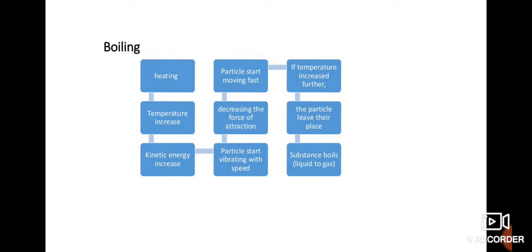Now, just like we have given you the flowchart for melting, this is the flowchart for boiling. When you are heating a substance, temperature will increase, kinetic energy will increase, particles will start to vibrate with more speed, force of attraction will decrease more, and particles will start to move much faster. When you keep on increasing the temperature, they leave their place, the intermolecular space increases and the substance will get converted into the vapor state.